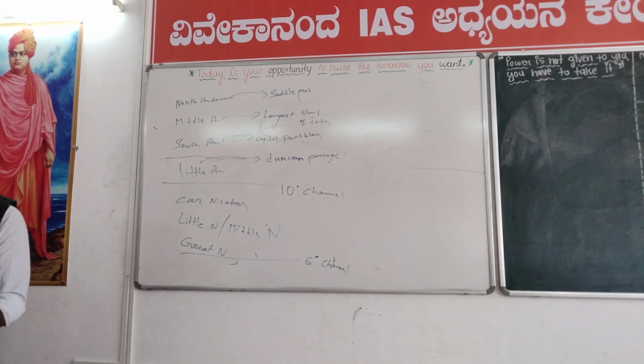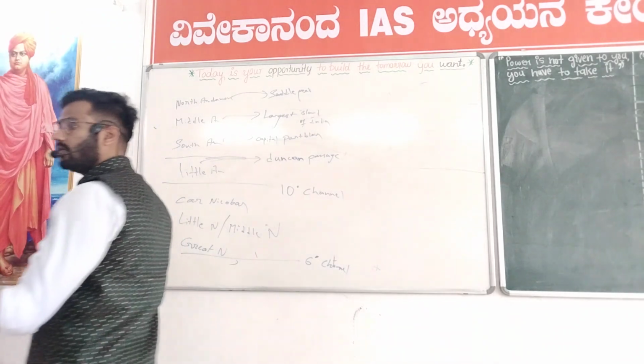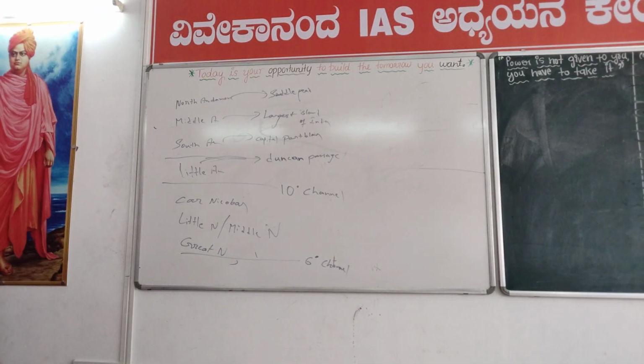Island in Pulicat Lake. There is a lake called Pulicat on our eastern coast. Pulicat Lake is in Andhra Pradesh. You know the Satish Dhawan space station, the rocket launching station, that is near Pulicat Lake.